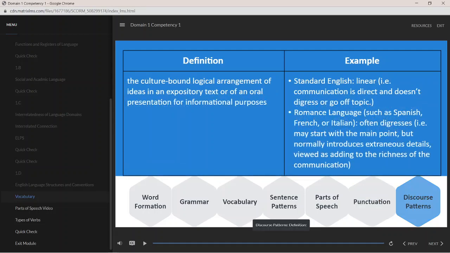Discourse patterns. Definition: the culture-bound logical arrangement of ideas in an expository text or of an oral presentation for informational purposes. Example: standard English, which is linear, as in communication is direct and doesn't digress or go off topic. Romance languages, such as Spanish, French, or Italian. The discourse often digresses, for instance, may start with the main point, but normally introduces extraneous details. From the perspective of the language speaker, these are viewed as adding to the richness of the communication.